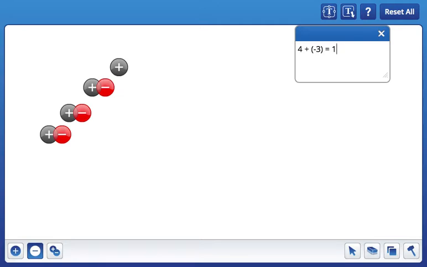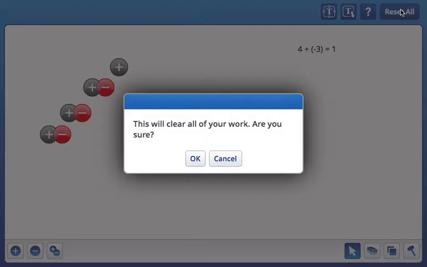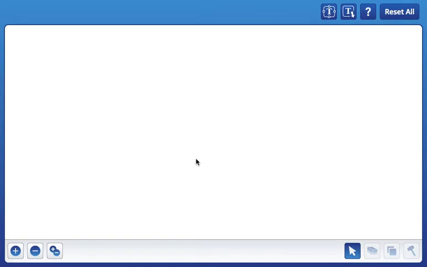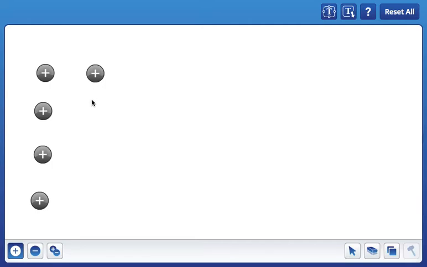Now there's a way to show subtraction as well. In particular, let's try modeling a different problem, subtracting a negative number. All right, I'm going to hit the reset button. If you hit the reset button, it cancels all your work. It says this will clear all your work. Are you sure? Of course I am, or else I wouldn't have clicked it. There it is. So now I've got a blank screen. I'm going to start with 6. 1, 2, 3, 4, 5, 6. Positive 6, and I want to subtract negative 3.